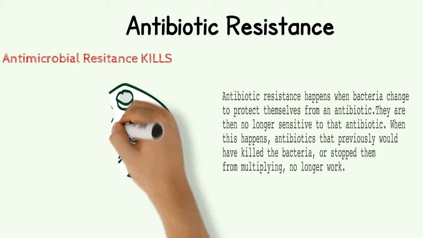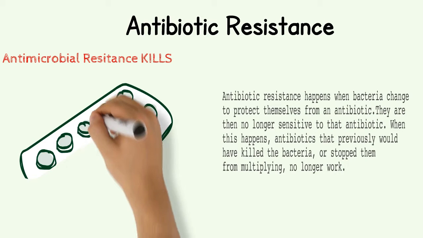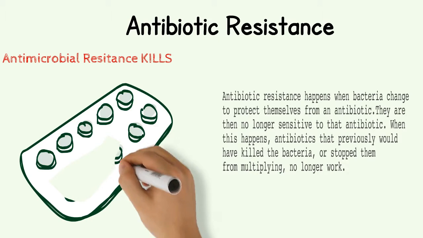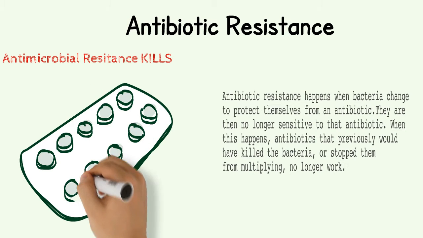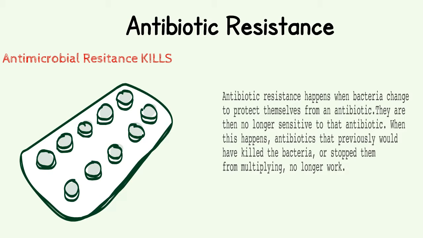Antibiotic resistance happens when bacteria change to protect themselves from an antibiotic. They are then no longer sensitive to that antibiotic. When this happens, antibiotics that previously would have killed the bacteria or stopped them from multiplying no longer work.